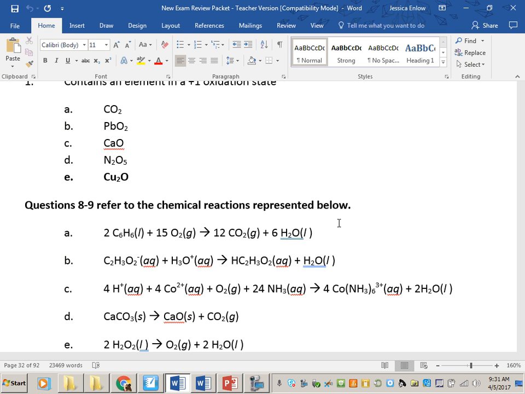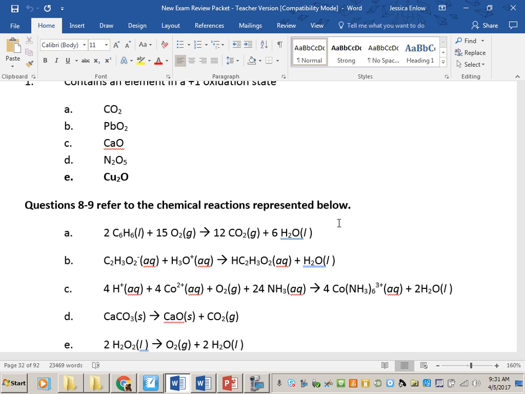So the answer to number 8 was B, because this is acetate combining with hydronium to make acetic acid and water. Who's the donor? The hydronium. So who's the Bronsted acid? Hydronium. Who's the Bronsted base? The acetate. Thank you. Good.